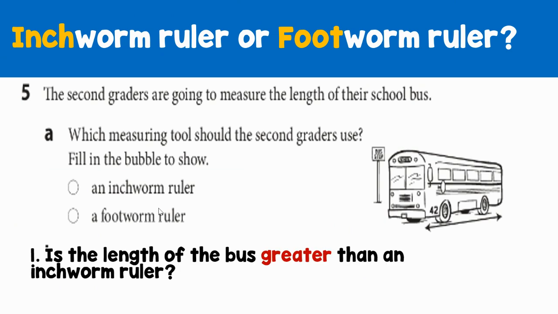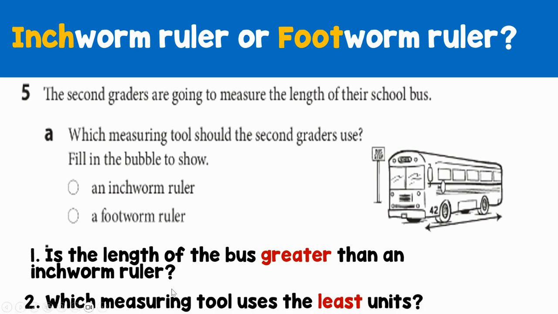Now, I'm going to think about two things. Is the length of the bus greater than an inchworm ruler? I know a bus is very, very long. I know that it's longer than an inchworm ruler. I also ask myself, which measuring tool uses the least units? So, if I measure with an inchworm ruler, or just one inchworm, is it going to take more inchworms or more footworms in order to measure this bus?